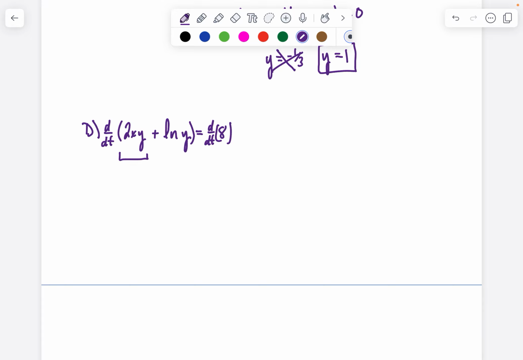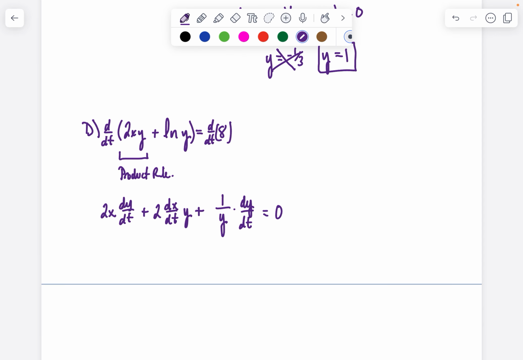All right, so when we differentiate, this is going to require a product rule, right? So we're going to need to use our good old product rule here. So we've got keep the 2x, the derivative of y would be dy dt, plus, I'll keep the y, but the derivative of 2x is 2 dx dt times y. Okay? And then plus the derivative of natural log of y would be 1 over y, but we need that dy dt. And the derivative of 8 is 0. So there is our derivative.